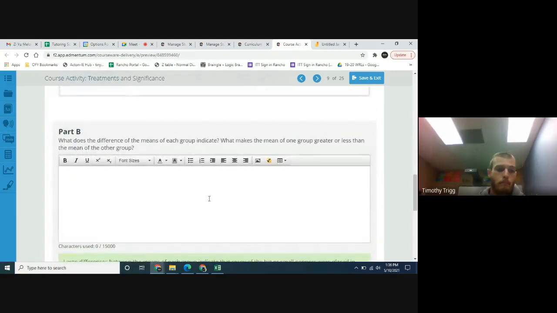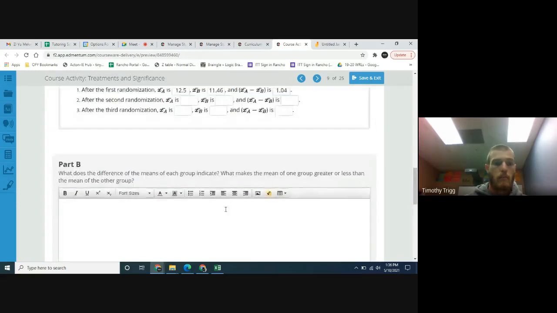Okay, part B. What does the difference of means of each group indicate? What makes the mean of one group greater or less than the mean of the other group? Okay.